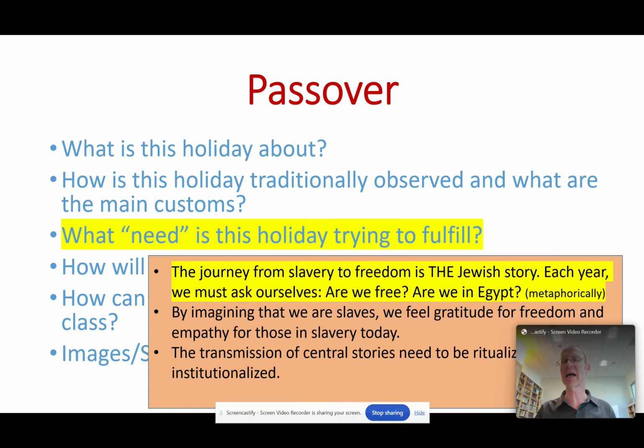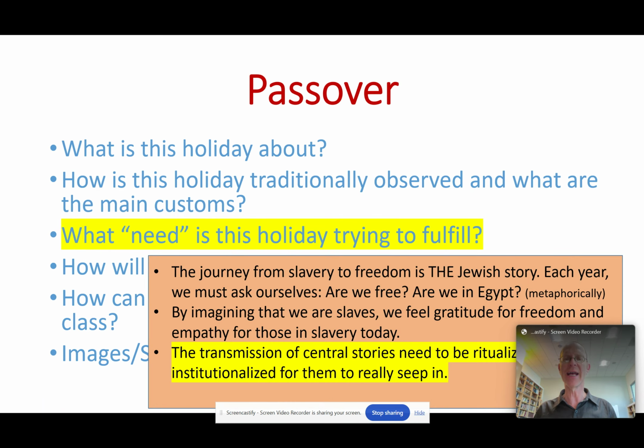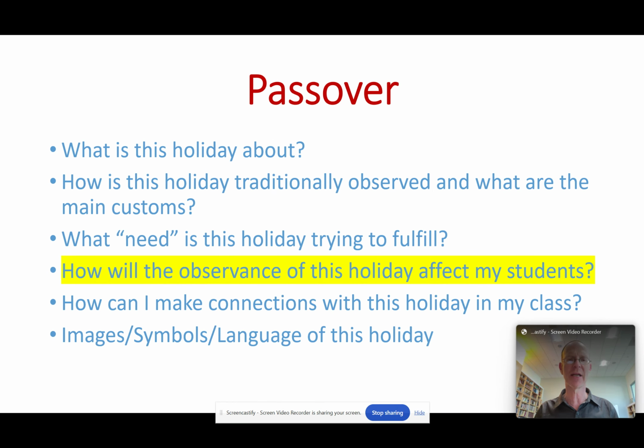What's the need that this holiday is trying to fulfill? Well, it's the journey from slavery to freedom, and it's the Jewish story, and each year we need to ask ourselves, are we free? Are we still metaphorically in Egypt? It's a moment we can imagine that we are slaves and feel gratitude for freedom as well as empathy for those who are not free at this moment. And it's a moment where we can transmit a central story and understand that transmission becomes easier when it is a ritualized event, and it happens each and every year.